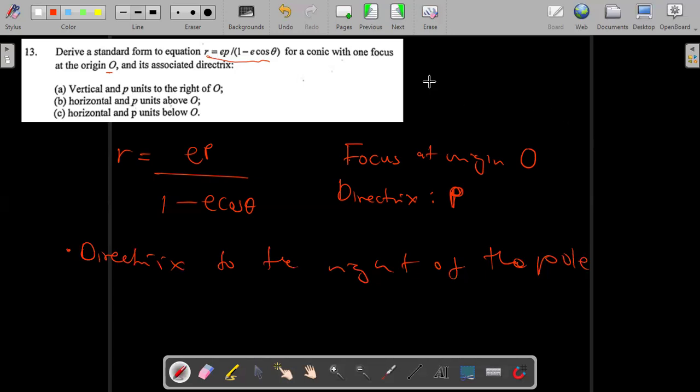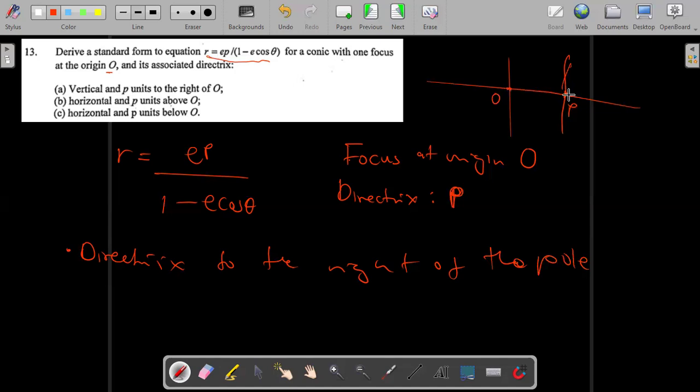Now, when you're dealing with the xy plane like this, and this is your origin here, to the right means here. That's where your directrix is, to the right. Then where it cuts, you see here, it's going to be a vertical line. So this will be at p.